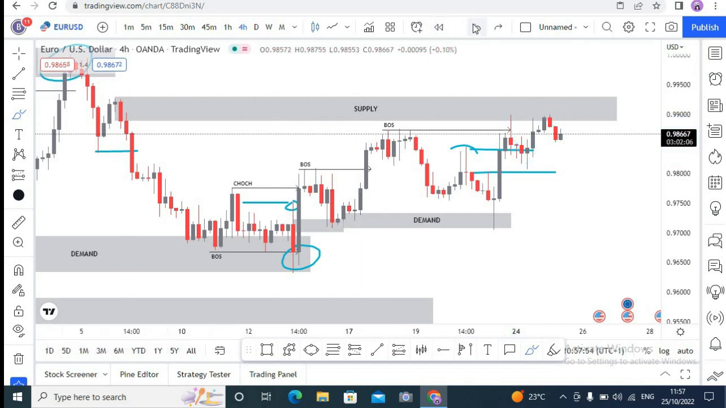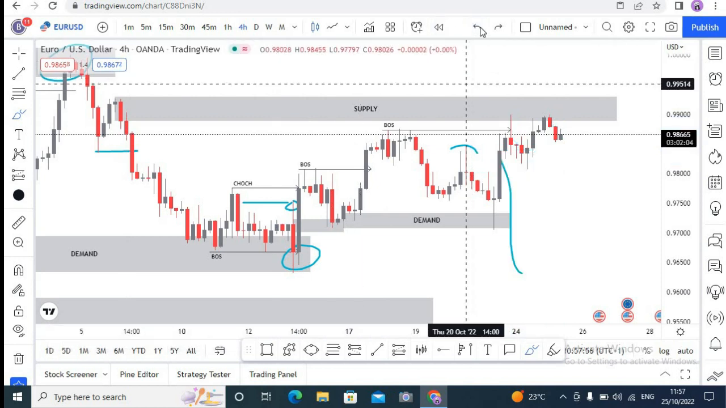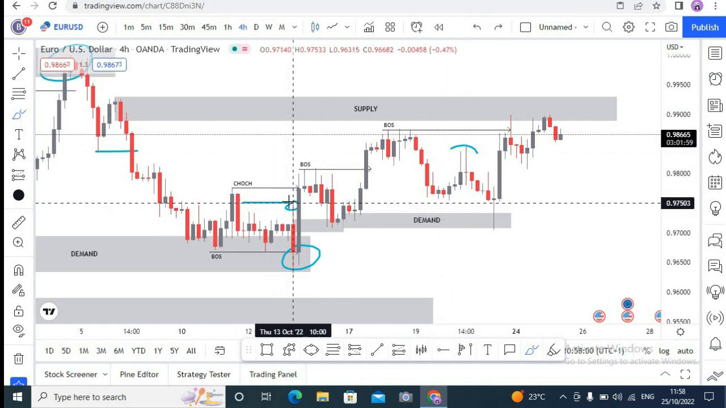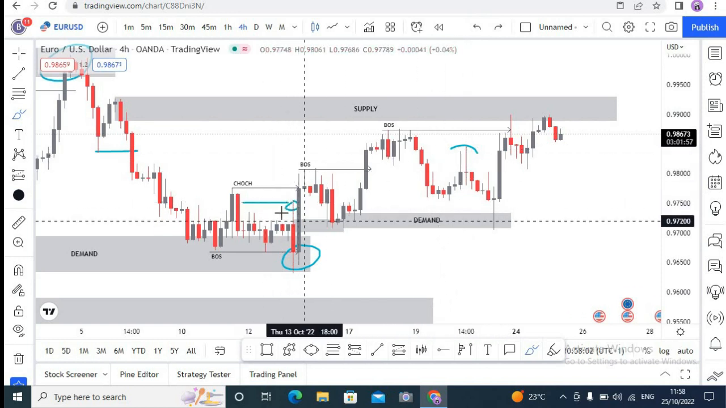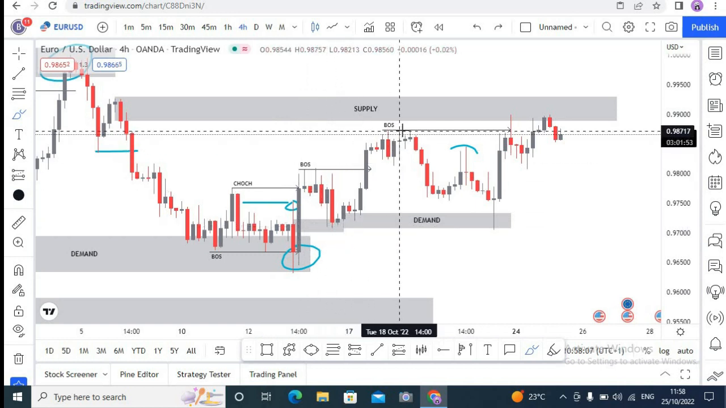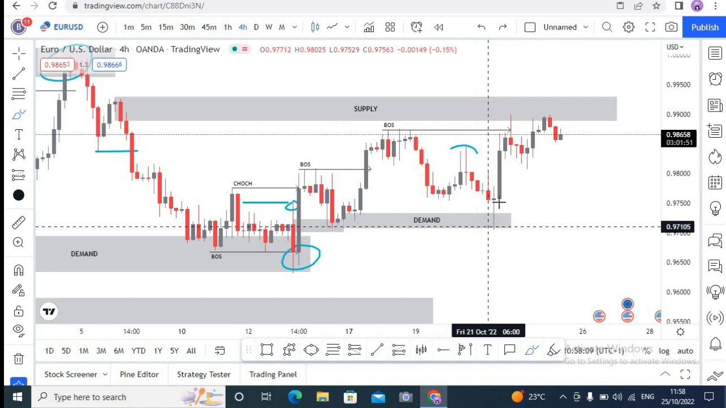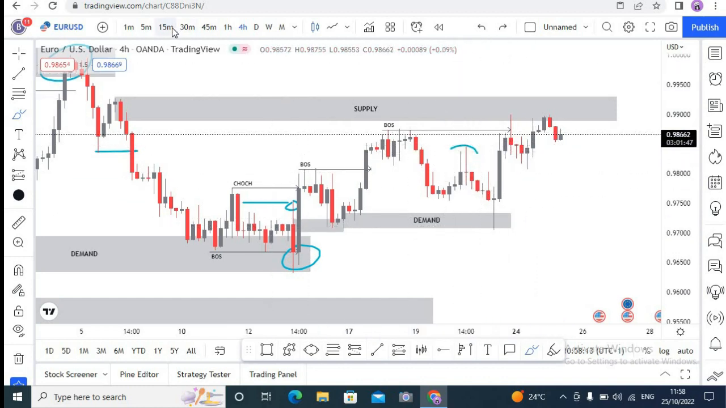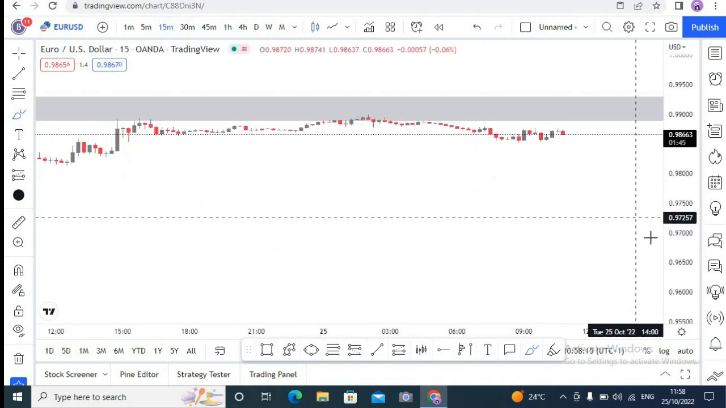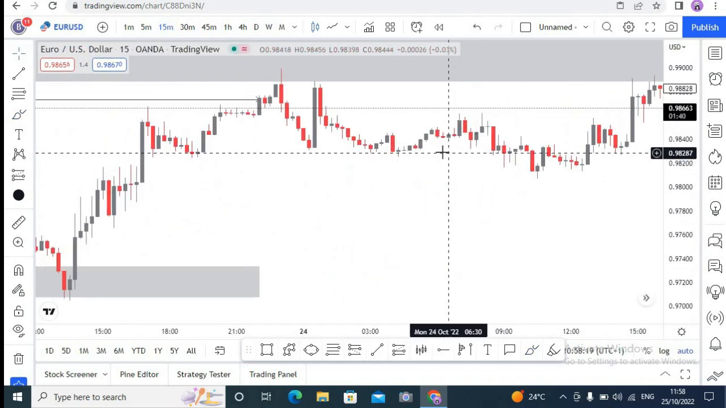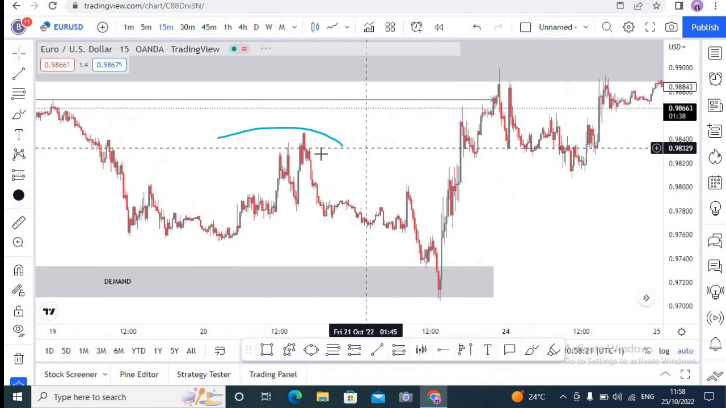So for you to understand all of this, you have to understand these points. Now you can see here we did have a failed supply and we did have a breaker block, and then the price picked the orders, shifted the market, came back to the demand, shifted the market again. So here we also have a breaker block. If you go to the 15 minutes time frame, you're going to do the same thing over and over, right?